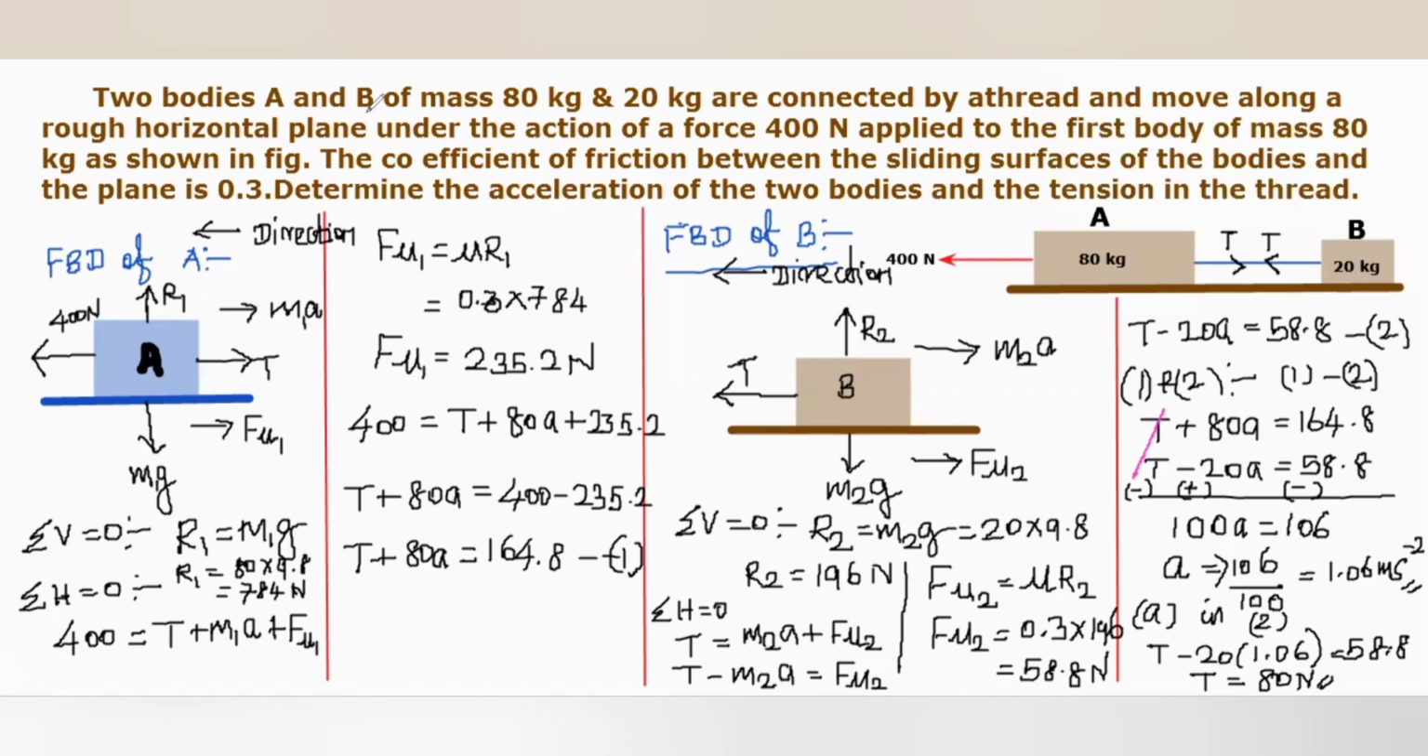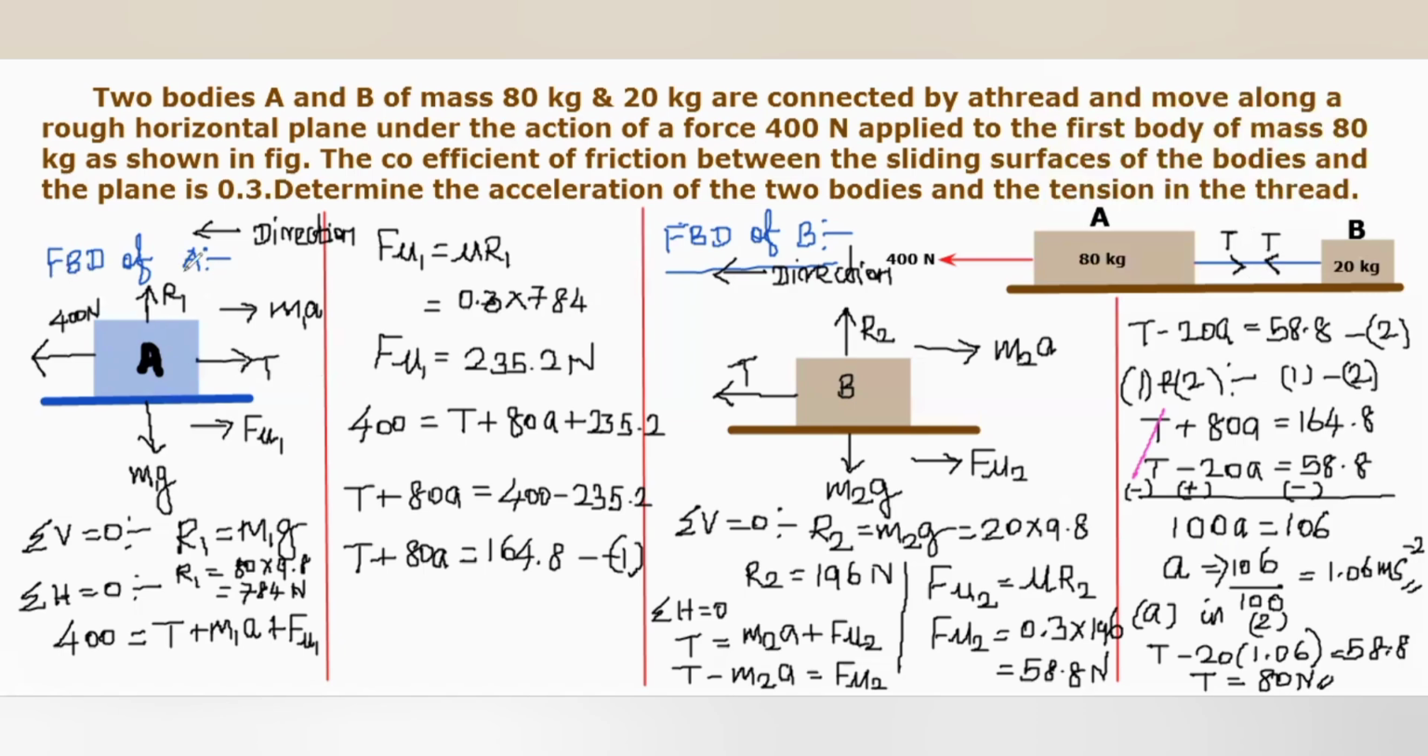Two bodies A and B having mass 80 kg and 20 kg are connected by a string or thread and move along a rough horizontal plane under the action of an external or applied force of 400 Newton on the first body. The coefficient of friction between the sliding surfaces of the bodies and the plane is 0.3. We have to calculate the acceleration of the two bodies and the tension in the thread between A and B.